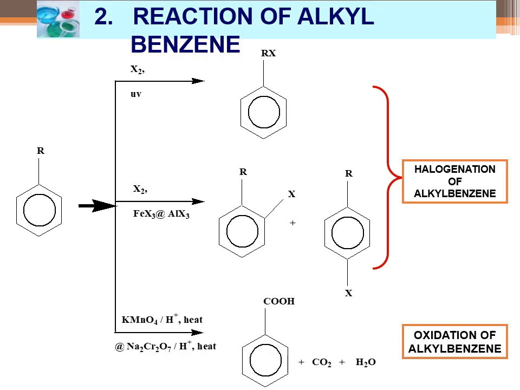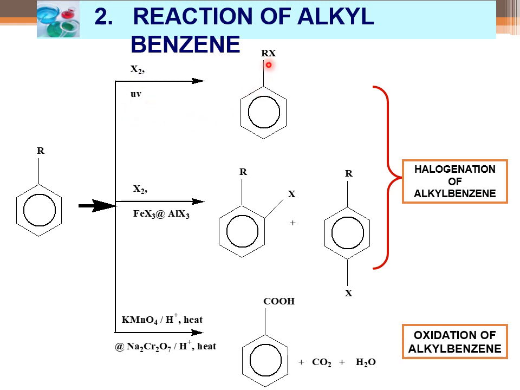Okay, the last part of the chemical reactions of benzene is we want to look at the reaction of alkylbenzene. So when we have an alkylbenzene, where we can have methyl, we can have ethyl, we can have isopropyl, it is going to undergo halogenation and also oxidation. There are two types of halogenation. Number 1 is free radical substitution. We're going to use X2 in UV light.